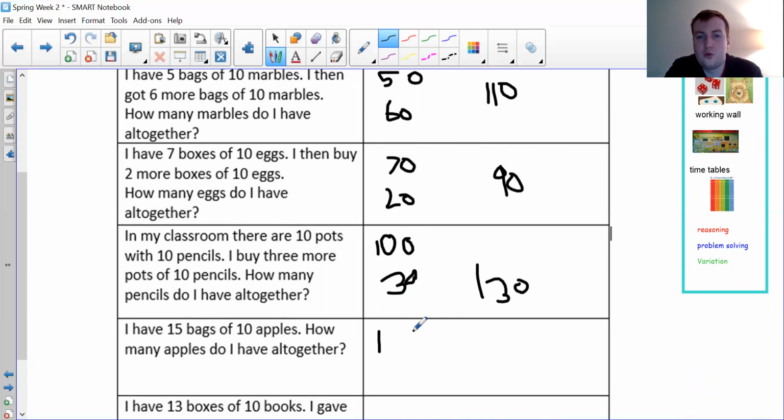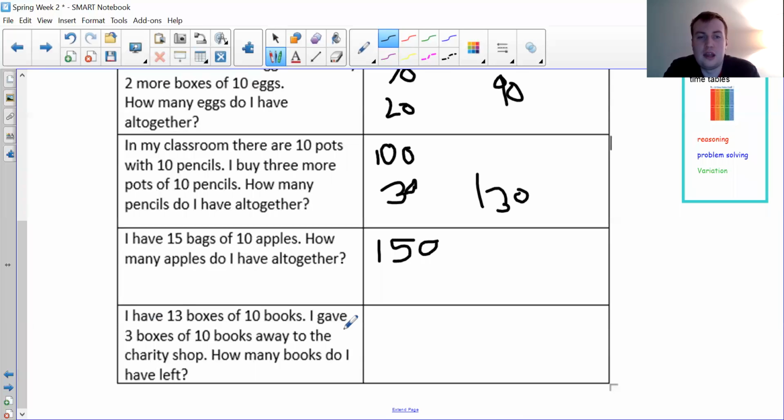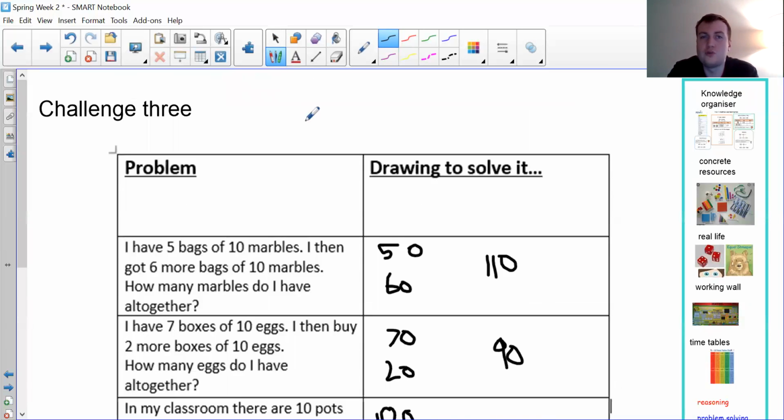This one's just one big question. 15 bags of 10 is 150. And then I have 130. I give 30 away, so I'm going to take away. So I'm left with 100. Well done if you gave those ones a go, particularly tricky, those ones.